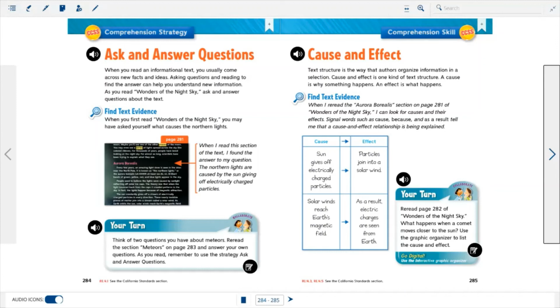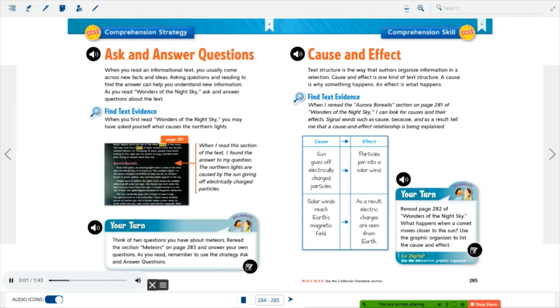The comprehension skill we'll talk about after that is cause and effect, and this is one we've talked about before as well. A cause is the main action or thing that happened, and the effect is what happened because of it. What did it lead up to? So let's go ahead and listen.